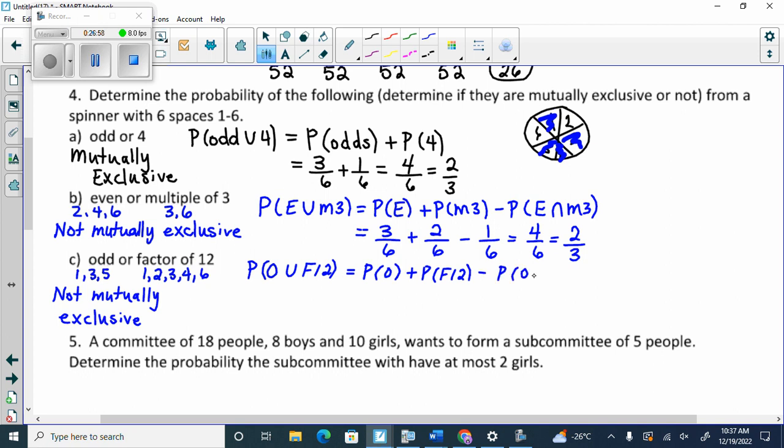Probability of odd or factors of 12. So how many odds are there? 3 out of 6. How many factors of 12? 5 out of 6. And then how many odds that are factors of 12? 2 out of 6. So we get 6 out of 6, which is 100% probability. And the reason why Justin saw that is because if you shade in each region that you counted, you would count 1, 2, 3, 4, 5, and 6. So every region would be shaded. That's why he got 1.